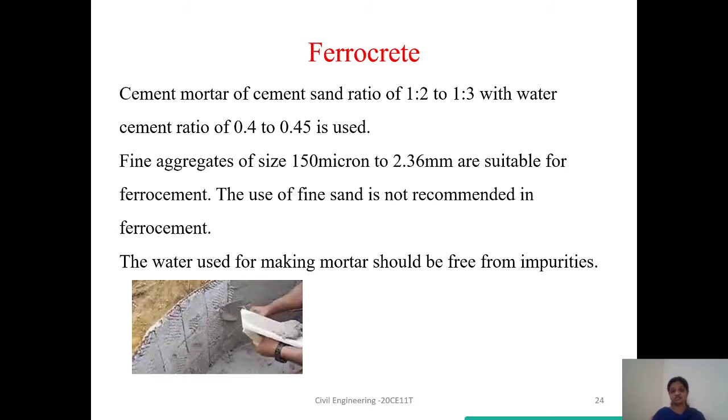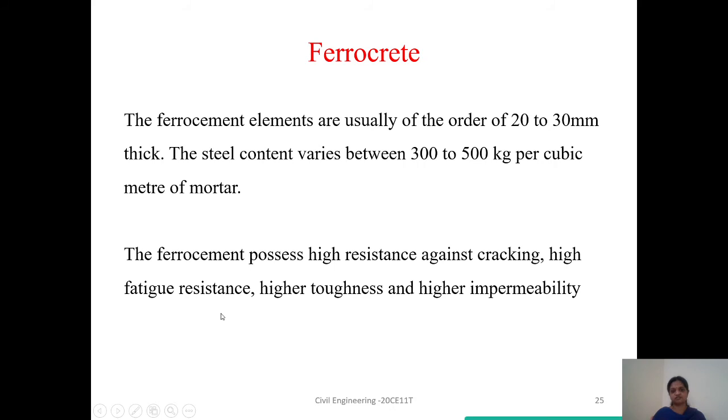The use of fine sand is not recommended. The water used for making mortar should be free from impurities. So here we can see the ferrocement structure or element where the cement mortar is applied on the wire mesh. The ferrocement elements are usually of the order 20 mm to 30 mm thick. The steel content varies between 300 to 500 kg per cubic meter of mortar.